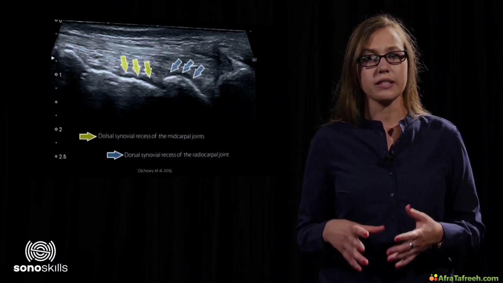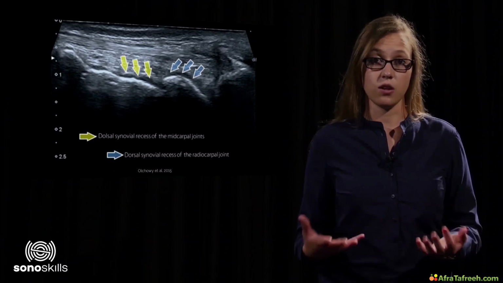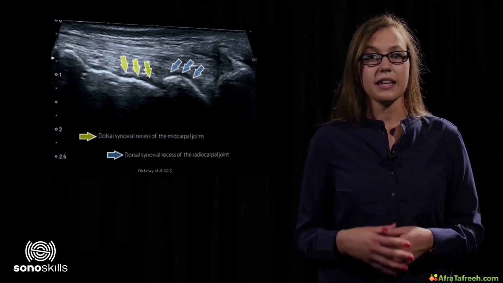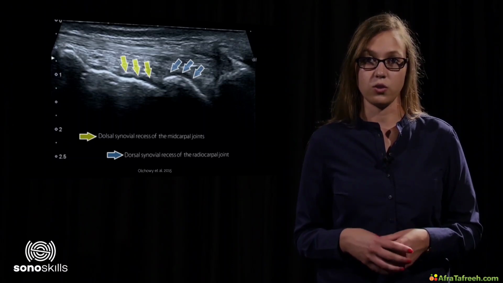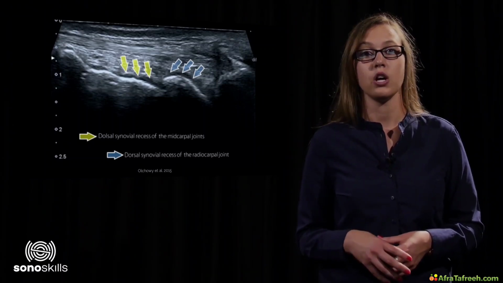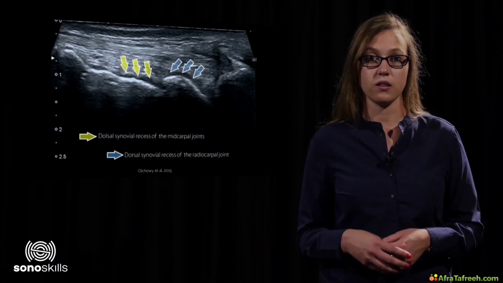Of course, a capsule can be found near a synovial joint. The yellow arrows indicate the dorsal synovial recess of the midcarpal joints, and the blue arrows show the dorsal synovial recess of the radiocarpal joint.